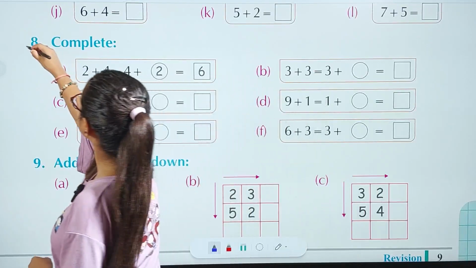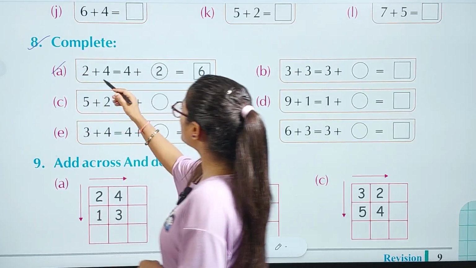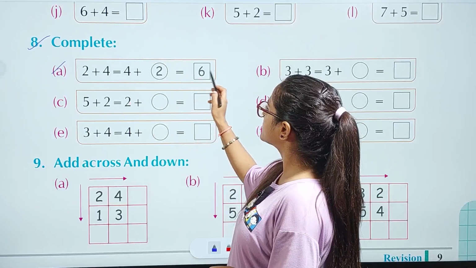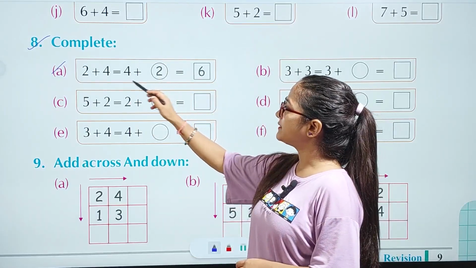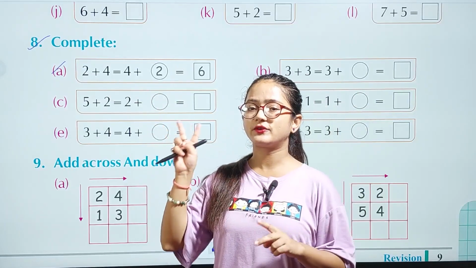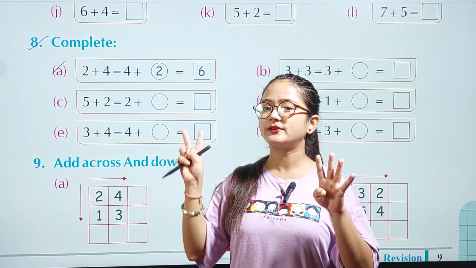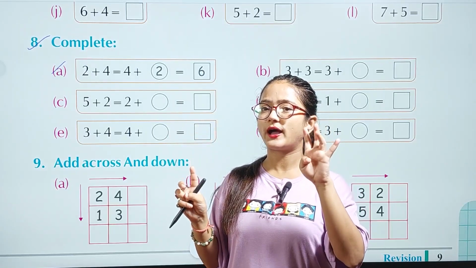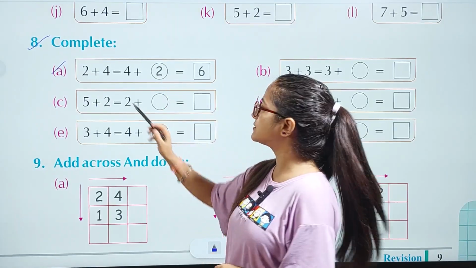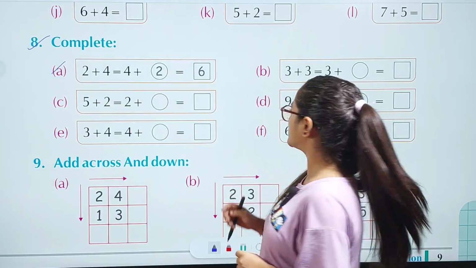Now the next question is complete. So here you have to complete the boxes. First one, it is given 2 plus 4 equals to 4 plus, then there is given the circle over there, and equals to 6. So basically you just have to take 2 fingers from the right hand, 4 fingers from the left hand, and now count in total how many fingers are there? 1, 2, 3, 4, 5, 6. So answer is 6. And here you have to write down 2 only, because you can see 4 is repeated, that means 2 is repeated over here.